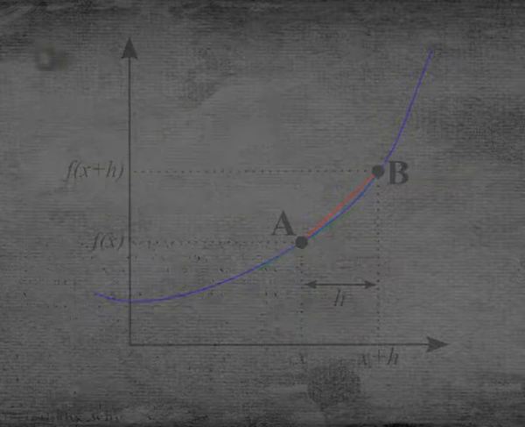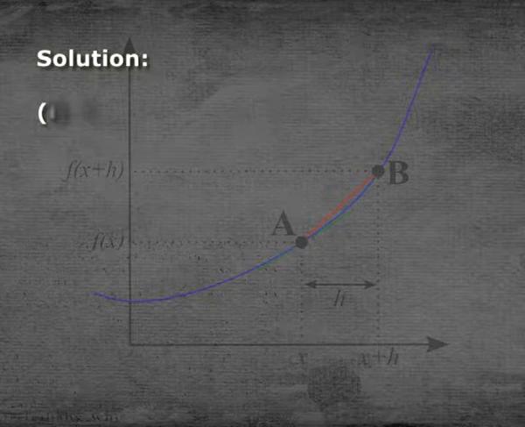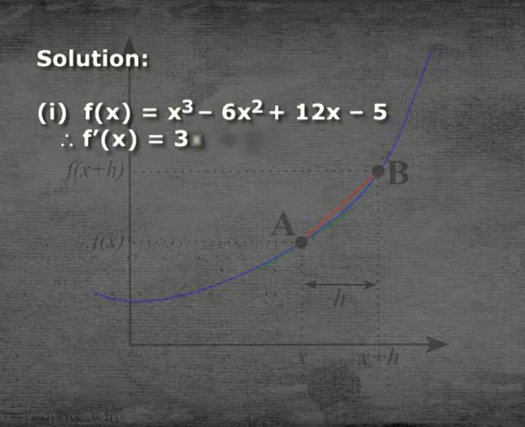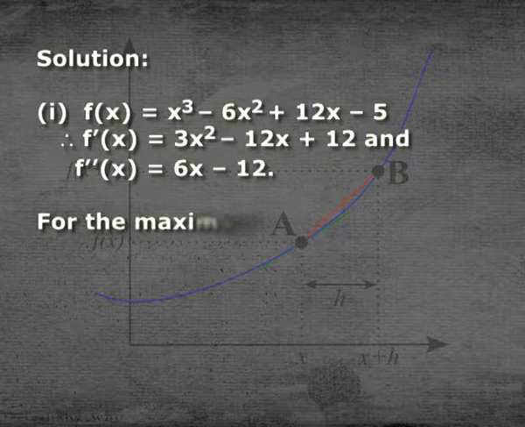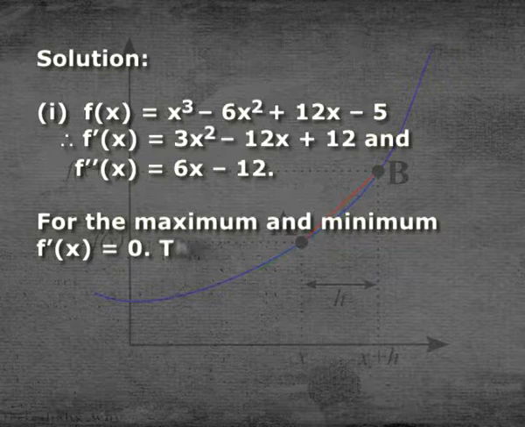Let's see the solution to the first one. f of x is equal to x cube minus 6x square plus 12x minus 5. So find the first differentiation, f dash x, which is equal to 3x square minus 12x plus 12. Also find the second differentiation here, f double dash x is equal to 6x minus 12.